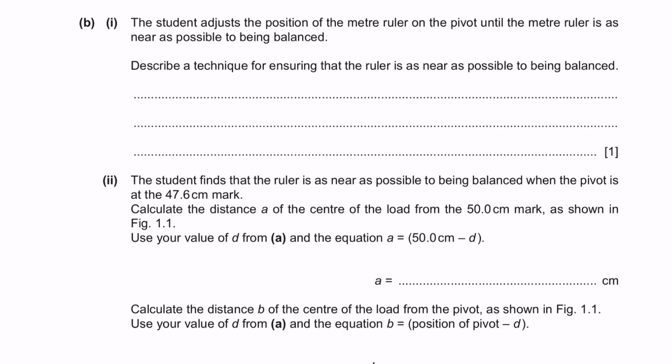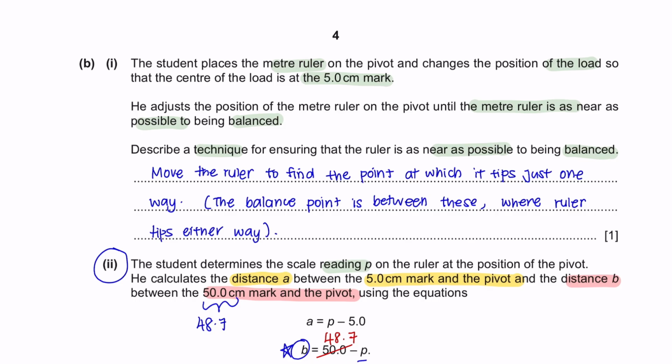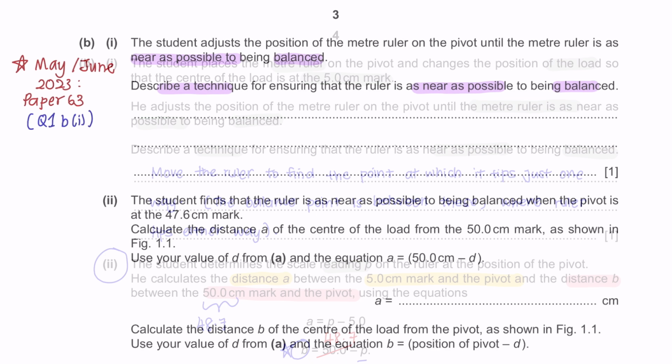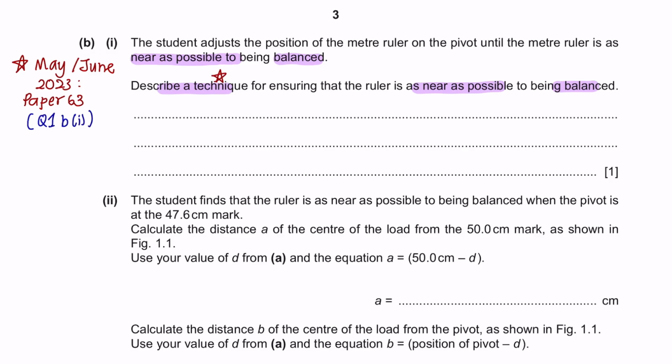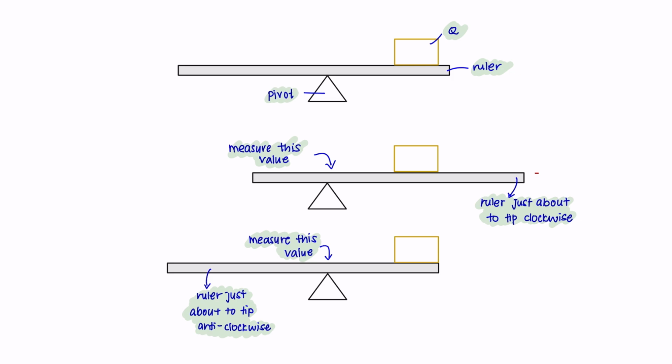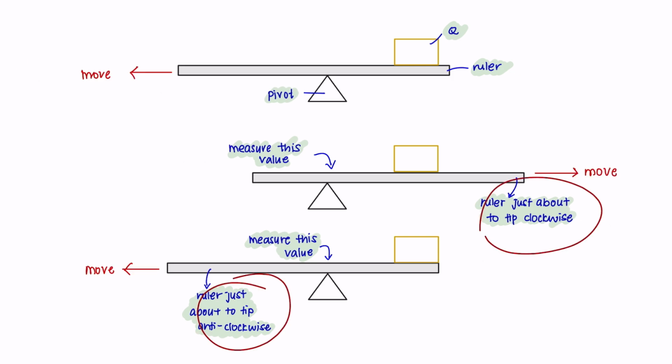Question B, Part 1. The student adjusts the position of the meter ruler on the pivot until the meter ruler is as near as possible to being balanced. Describe a technique for ensuring that the ruler is as near as possible to being balanced. This experiment has also appeared in the May-June 2023 Paper 6.1 and Paper 6.3. A technique to ensure that the ruler is as near as possible to being balanced is by moving the ruler until the ruler just tips one way.